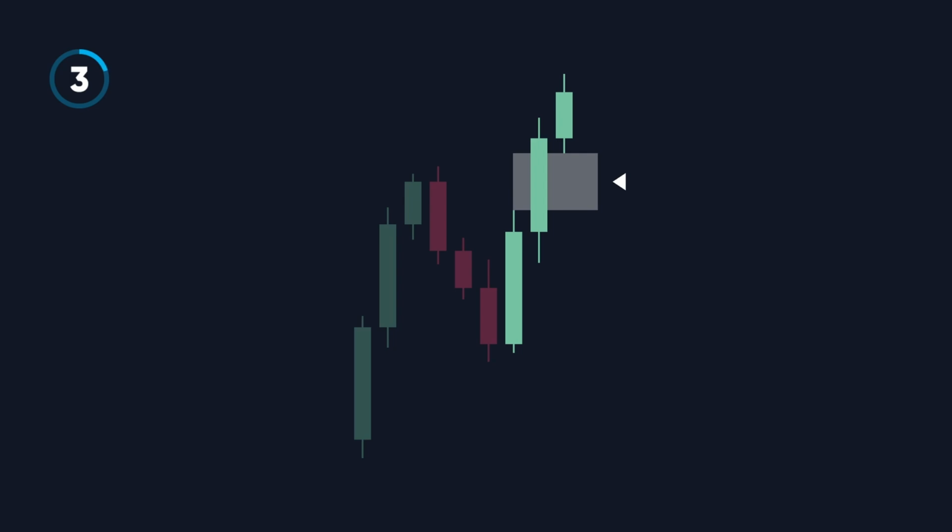But the criteria that we are interested in here is the placement of where the fair value gap is created. This is because we want to see it form within the range of the order block, as this would mean we would now have two overlapping PD arrays, creating a strong bullish confluence within this highlighted area.